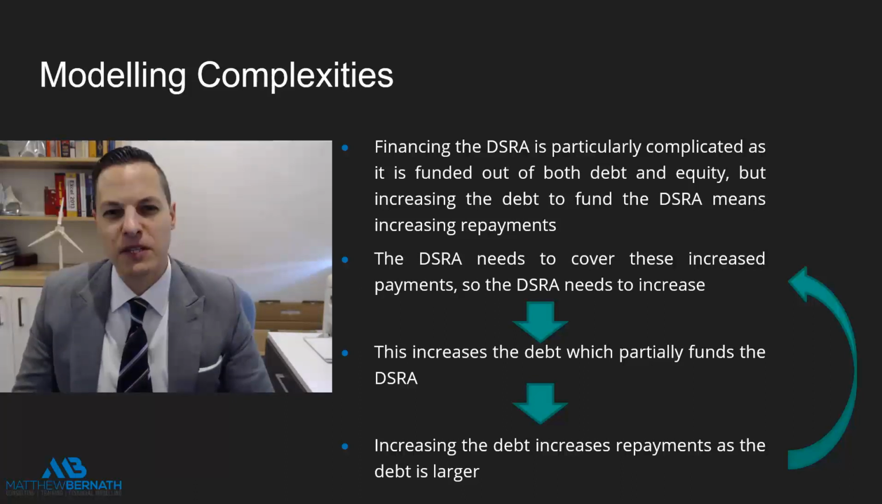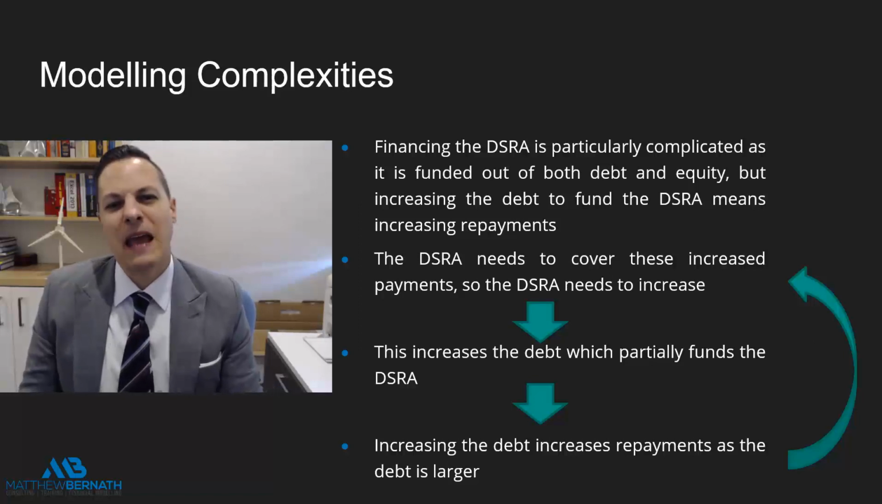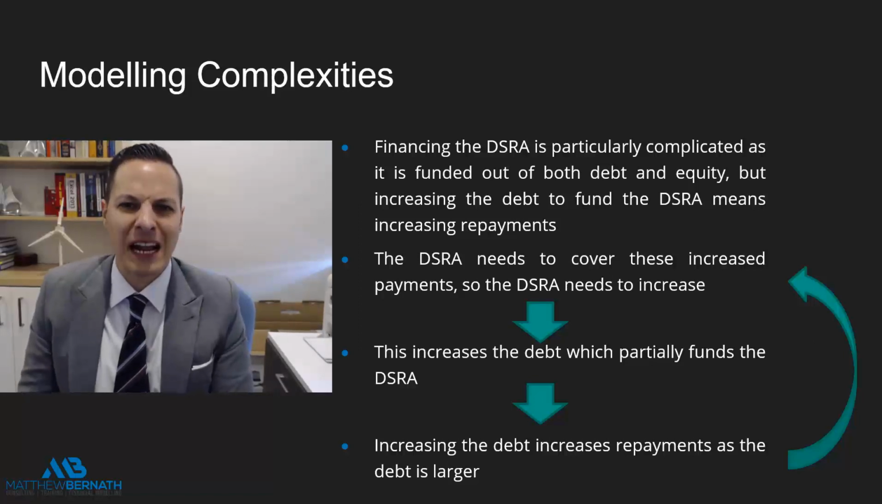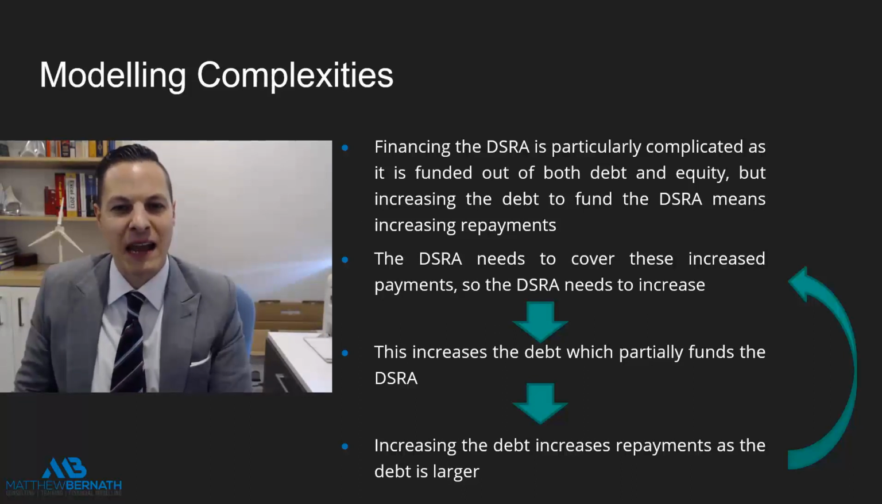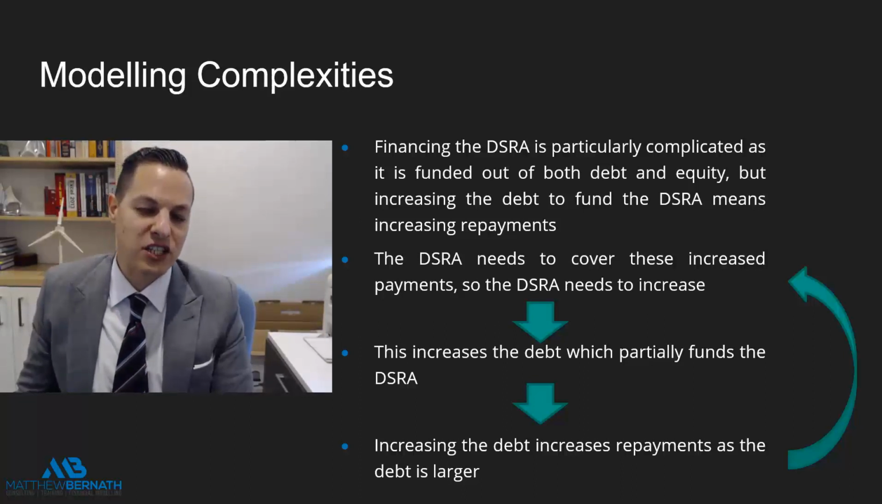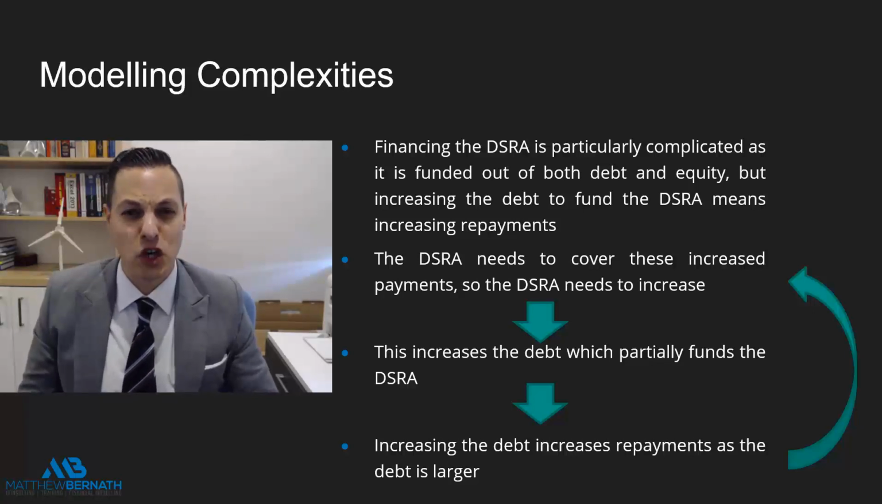Let's assume we've got a 70% gearing ratio. So we draw down $70 worth of debt, $30 worth of equity, and we take that $100 and put it into a bank account called our debt service reserve account. It sits there, and that now is to repay the next 6 months. But this ends up being a bit of a circular reference. Why? Well, let's have a look at the workings of a debt service reserve account.